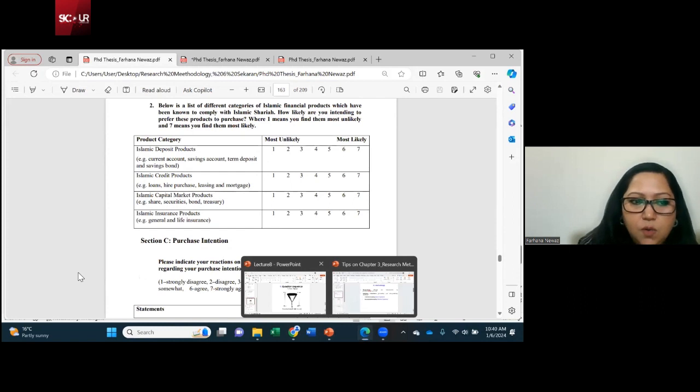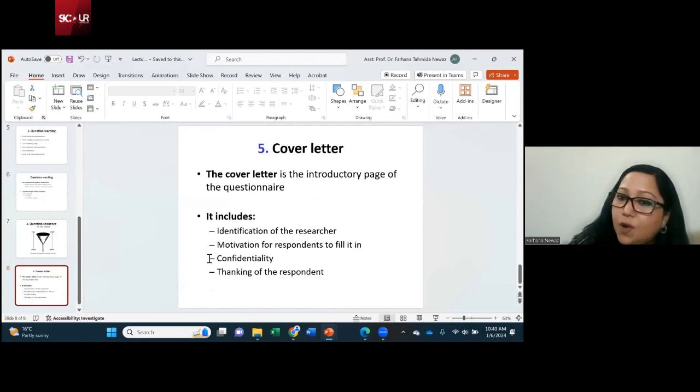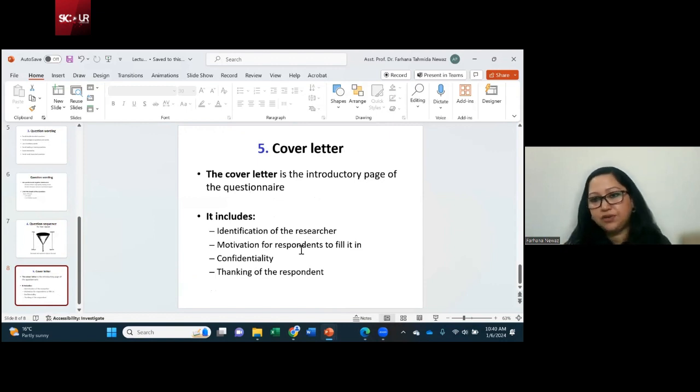Okay, then the cover letter is a must. So what does a cover letter include? It includes your identification, who you are. Then motivation, that is, why people should participate in your survey. You need to give your respondents some idea of how their responses will contribute to your thesis or your research work.